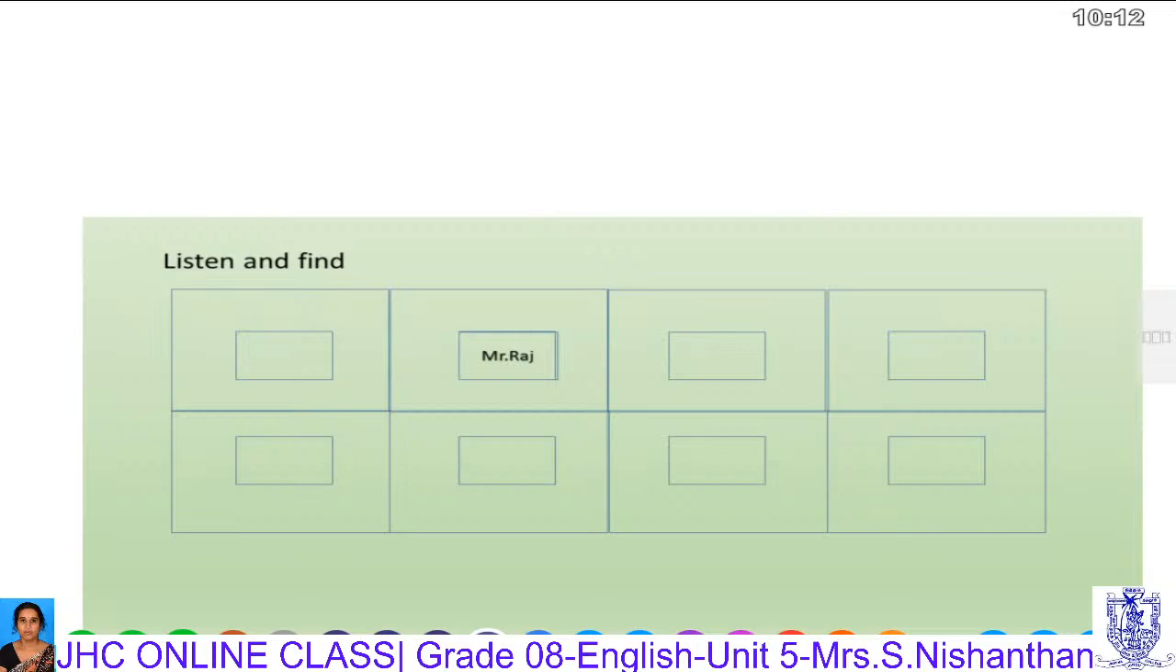Now I'll read the paragraph. You have to listen carefully and find out the buildings. For the first reading you can listen, for the second reading you can find the answers, and for the third reading you can check your answers. Right. Now listen.